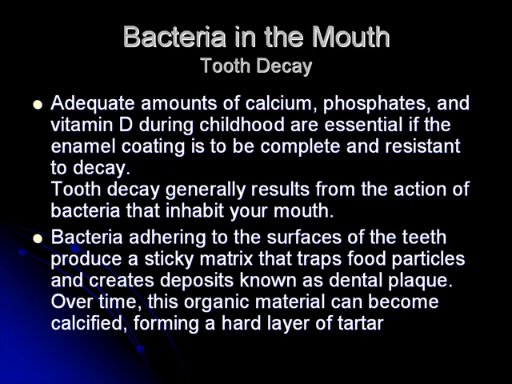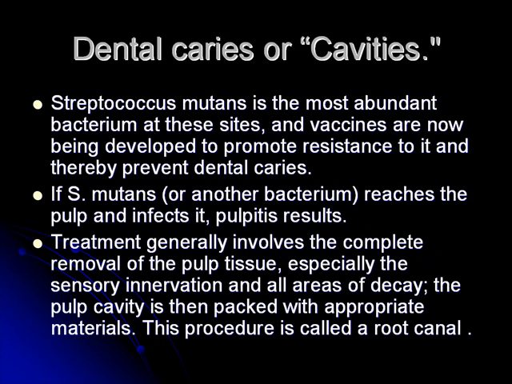Adequate amounts of calcium, phosphate, and vitamin D during childhood development are essential for the enamel coating, and it must be complete to provide resistance to decay. Tooth decay generally results from the action of bacteria that inhabit the mouth. Bacteria adhering to the surfaces of the teeth produce a sticky matrix that traps food particles and creates deposits known as dental plaque. Over time, this organic material can become calcified, forming a hard layer of tartar.